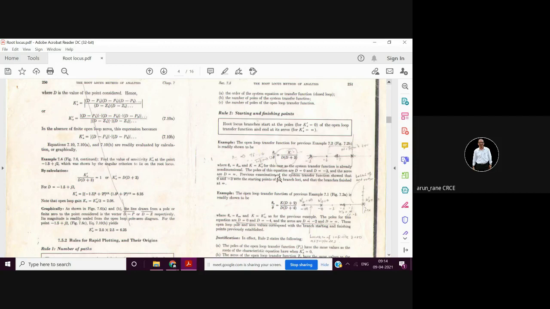We will see this rule. We will take an example. Now here, how many poles are there?